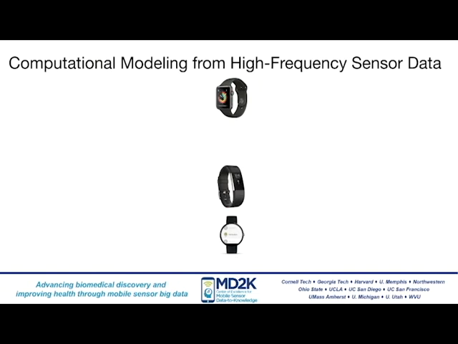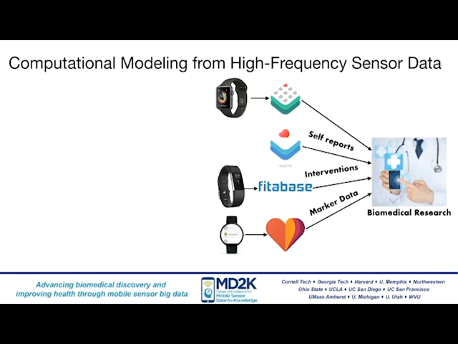So there are a lot of hardware devices out there. Maybe it's the Apple Watch, a Fitbit, or an Android Wear OS device on the market. They produce data that gets ingested by relevant platforms. Maybe it's ResearchKit or HealthKit, or Fitabase, or Google Fit. Ultimately, these platforms have gone on to be successful in the biomedical research world, and have provided great value to lots of projects, such as providing self-reports, intervention, various types of marker data.